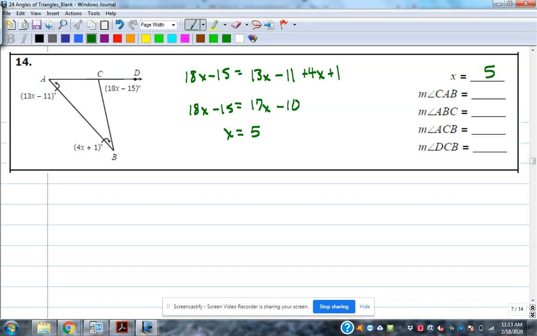And then it says angle CAB, which is this one up here. Plug that in. 13 times 5, 65 minus 11, 54. And then angle ABC is this one down here. So that's 21. Easiest one. And then ACB, that's one that isn't marked in our picture. ACB is this one right here.